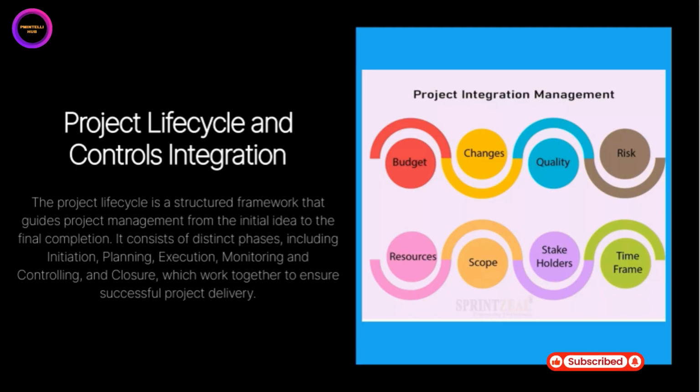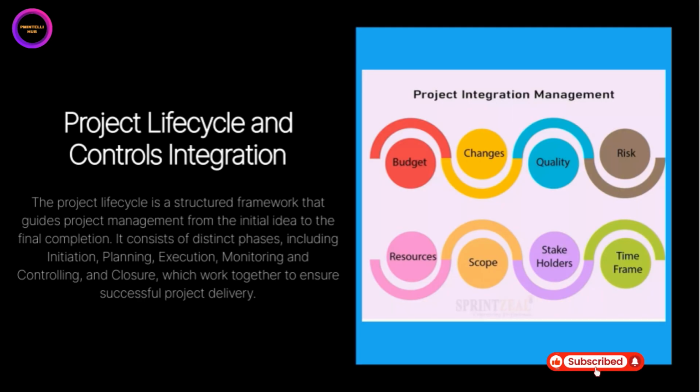There are several key phases in this lifecycle. We start with initiation, where we define the project's purpose and feasibility. Then move into planning, where we develop detailed roadmaps, schedules, and resource allocations. Next is execution, where the actual work happens and tasks are carried out according to our plan. Following that, we have monitoring and controlling, which is all about tracking progress, managing risks, and making adjustments as needed to stay on track. And finally, there's closure, where we complete all activities, deliver the final product, and conduct post-project evaluations.